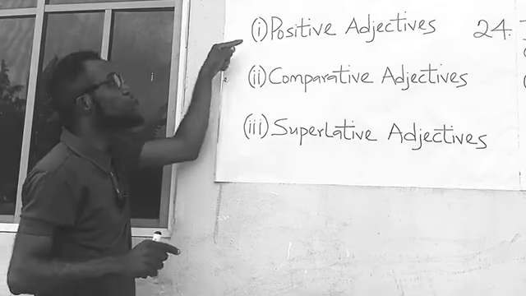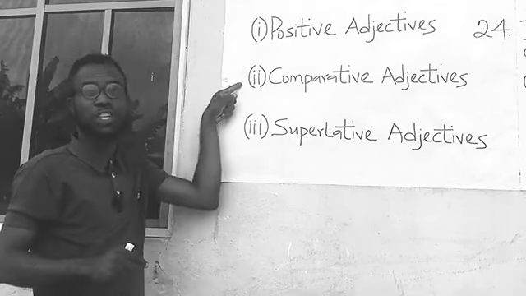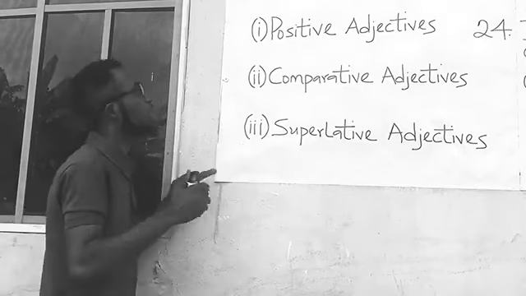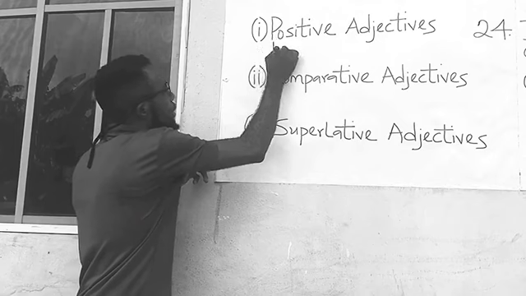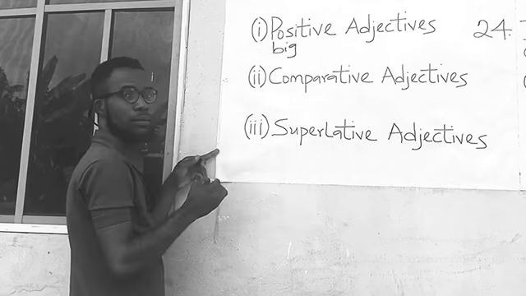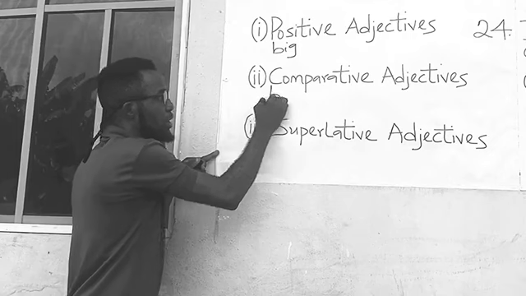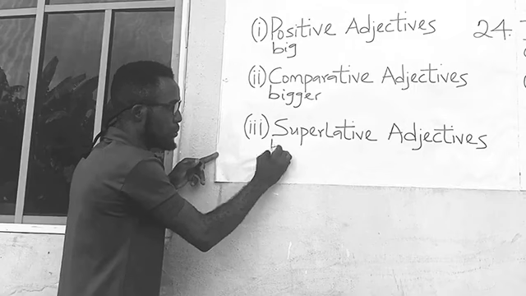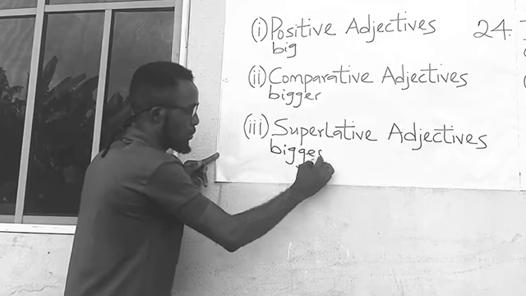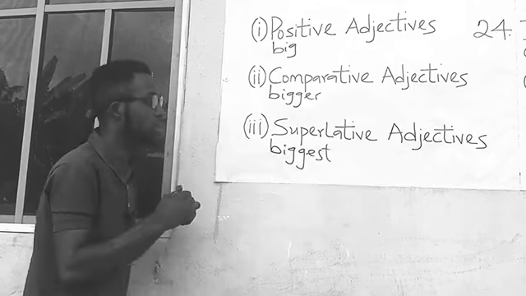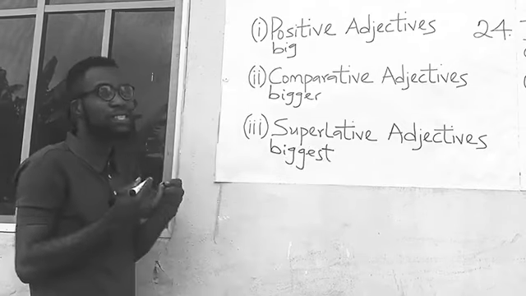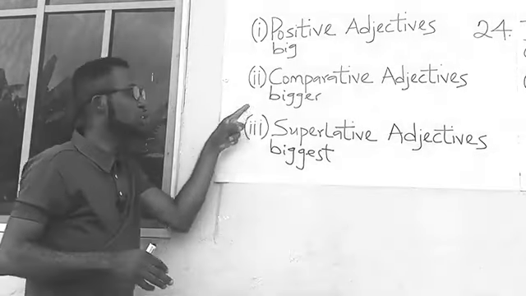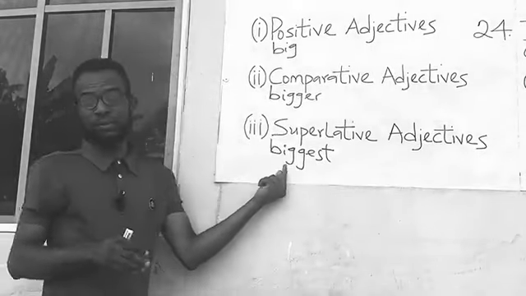If I say positive adjectives, comparative adjectives, and superlative adjectives, I mean, for example, if I put here big, here should be bigger, and here should be biggest. In other words, big is a positive adjective. The comparative form is bigger, and the superlative form is biggest.